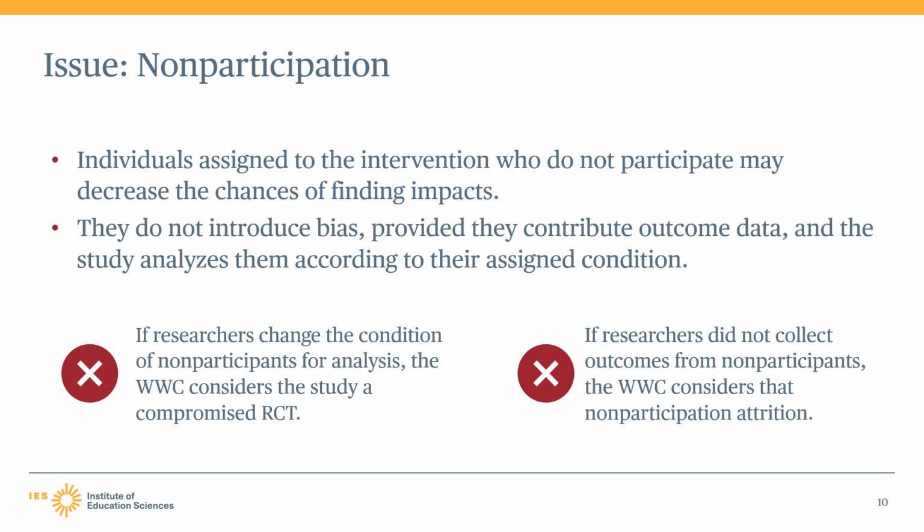As described previously, studies must analyze individuals according to the condition to which they were initially assigned. Sometimes researchers will treat an intervention group student who did not receive the intervention as if they belonged to the comparison group. If a study changes the condition of any student in this way, then it compromises the integrity of the random assignment, and the WWC would consider this a compromised RCT. The highest possible rating findings from a compromised RCT could receive is meets WWC standards with reservations. We'll talk more about studies like this in the next module.